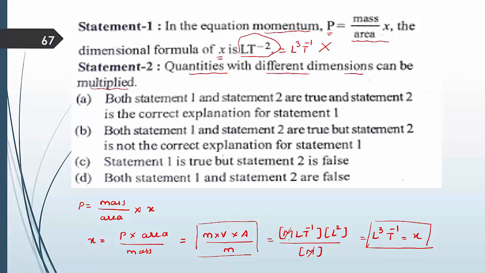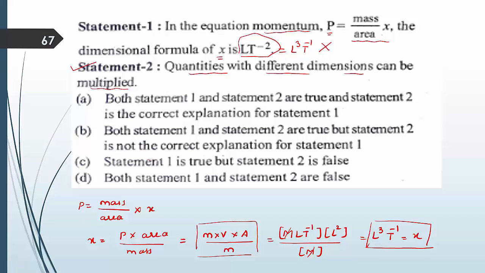M is the dimension of mass. V, velocity, is having dimension L T raised to minus 1. Area is having dimension L square. All these quantities are having different dimensions but also we are multiplying. That indicates second statement is correct.